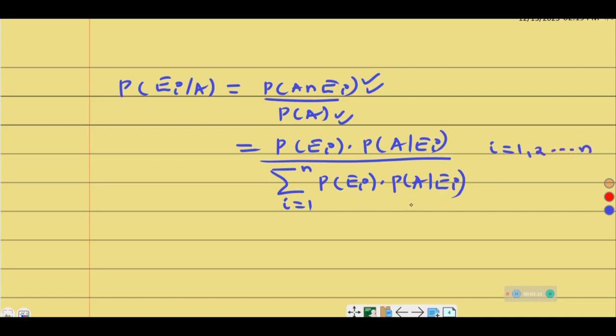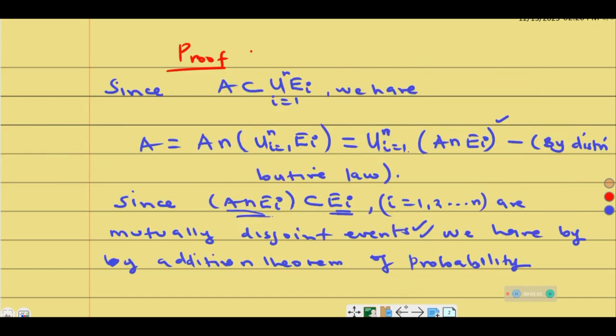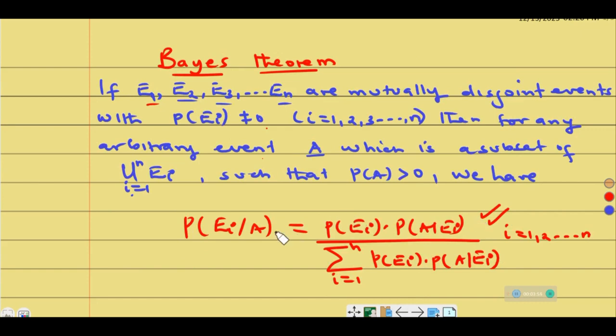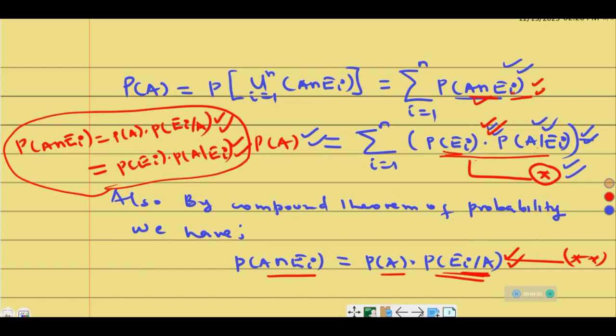This is what we shall be calling the Bayes theorem. So that will be the proof for Bayes theorem. You can easily see that this is exactly the same as what we had from our statement here. So this is exactly what we have proved, and that is the Bayes theorem. With that, we are able to come up with the Bayes theorem.